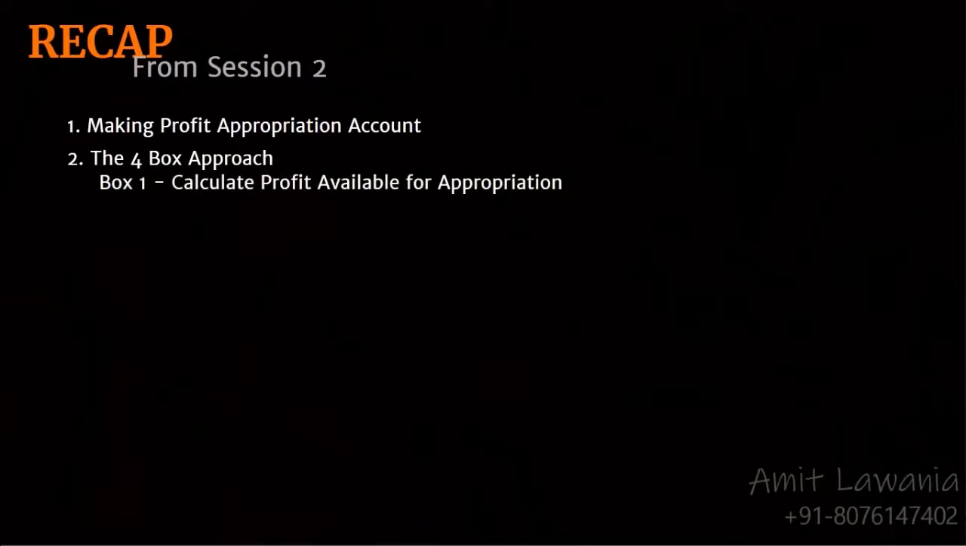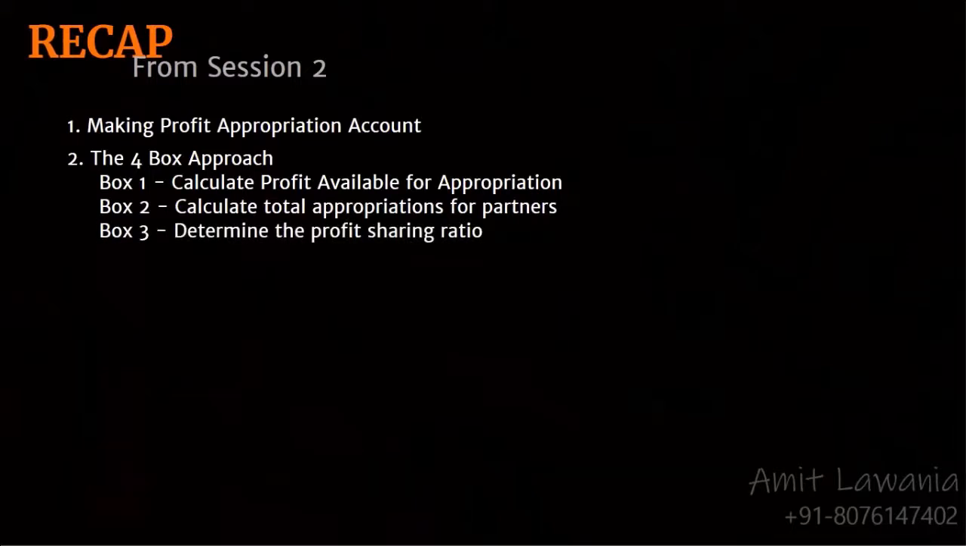From box 1, we got the total profit that's available to the partners for appropriation. From box 2, we calculated the total appropriations required by the partner. In box 3, we compared the results from the first two boxes to see if the profit available for appropriation was adequate to meet the appropriations. This helped us in determining the profit sharing ratio which will be used to distribute the profits. Then box 4 was the profit appropriation account itself.